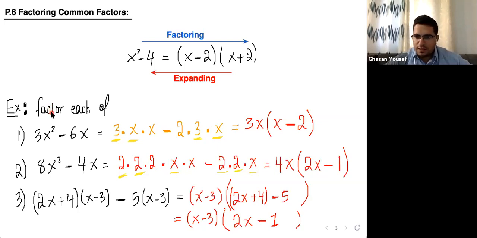What does the last part say? So the last part here is x minus 3 in parentheses, times, inside the parentheses, 2x minus 1. So I have two parentheses, the first one is x minus 3, and the second one is 2x minus 1.